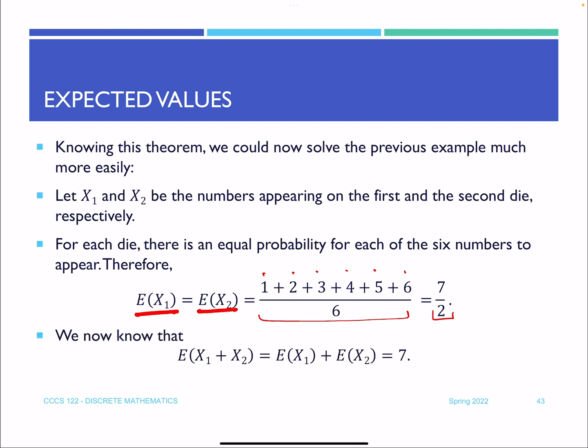And since we're interested in the expected value of x1 plus x2, and now applying that theorem that the expected value of the sum of 2 random variables is equal to the sum of expected values of the individual random variables, 7 by 2 plus 7 by 2 is just 7. Much faster, much less math.